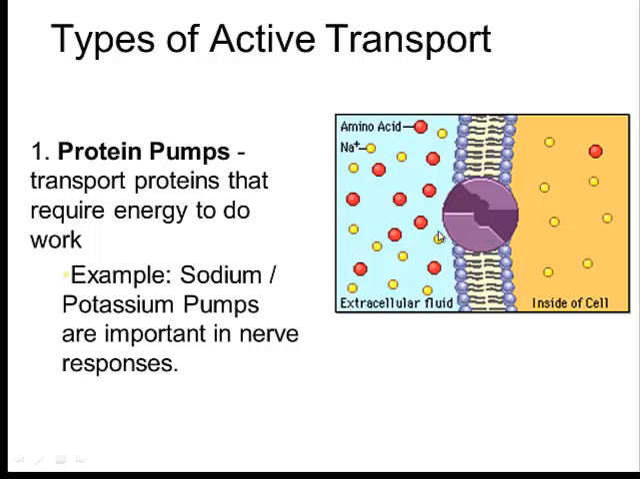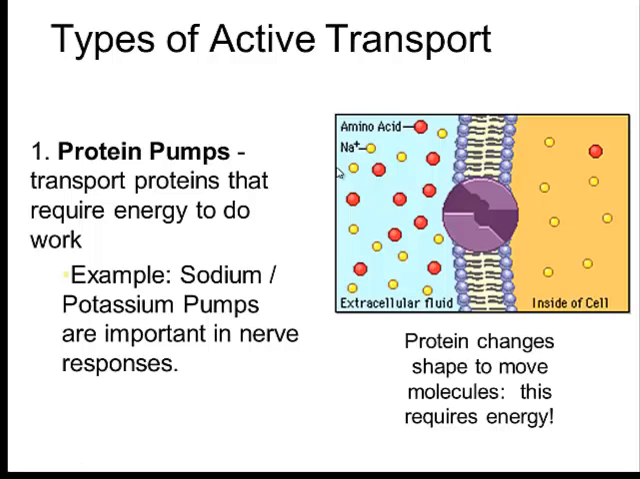Another example that's similar to this is a sodium-potassium pump, which is very important to nerve responses, and is going to be switching sodium for potassium in order to basically make the electrical currents that your nerves need in order to work properly. Because the protein is changing shape in order to push the molecules against their concentration gradient, that is why there is a requirement for energy.